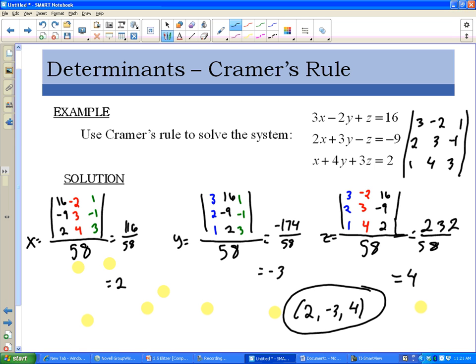See how much less room that was than when we did it by matrices or when we did it by elimination. So this is a pretty cool way to solve systems of 3 equations using Cramer's rule and determinants.